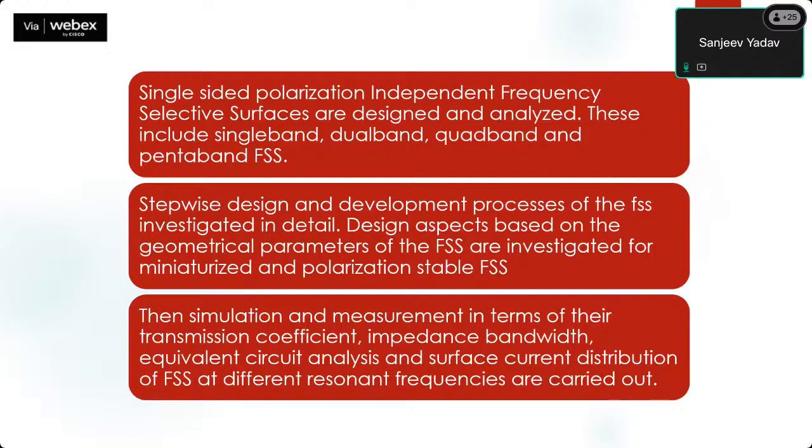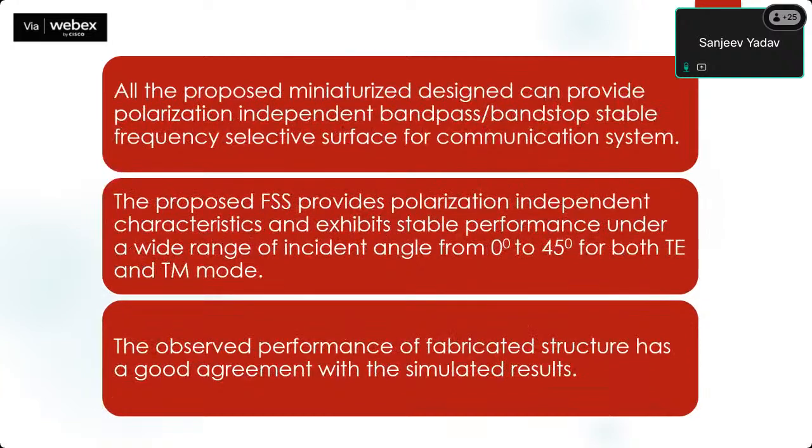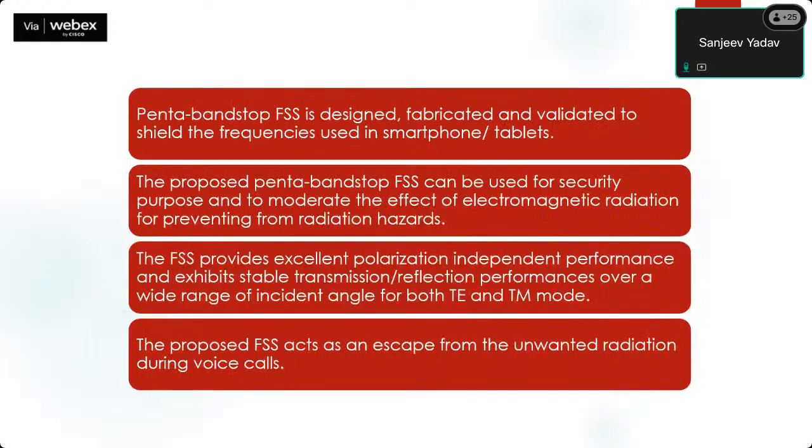And then we have compared the results with the simulated results, with the equivalent circuit analysis, with the analytical results, and also verified with the fabricated results inside the anechoic chamber. These frequency selective surface structures are being used for communication systems, and these are miniaturized designs. Most of the structures show incident angle variation from 0 degree to 45 degree for both the TE modes and the TM modes. We have also seen a very good agreement between the simulated and the fabricated results.